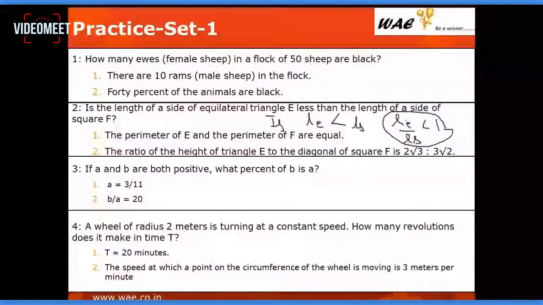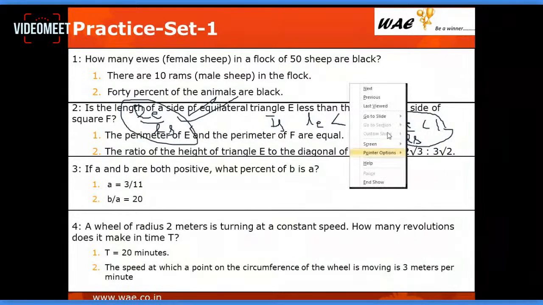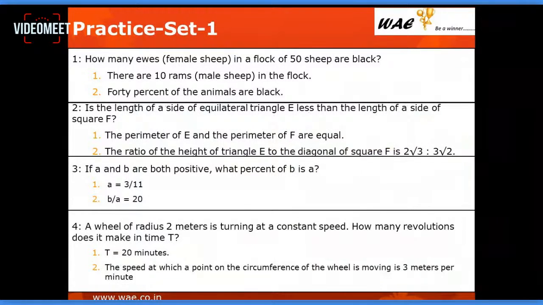So what are you searching for? You are searching for the ratio. If you get this ratio, you will solve this question. So the point is, you should ask about the ratio. Okay, so now let's talk about it. If we want to take a call about whether LE is less than LS, what we are searching for is the value of LE upon LS. If we get the value of LE upon LS, then we can tell what would happen.